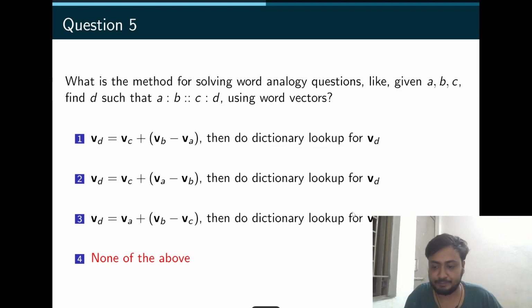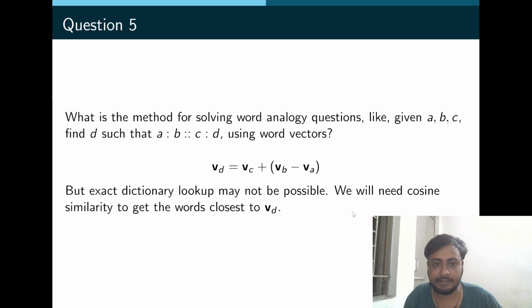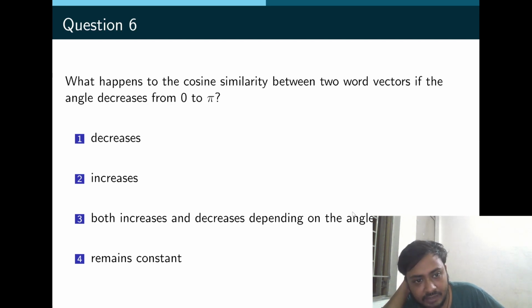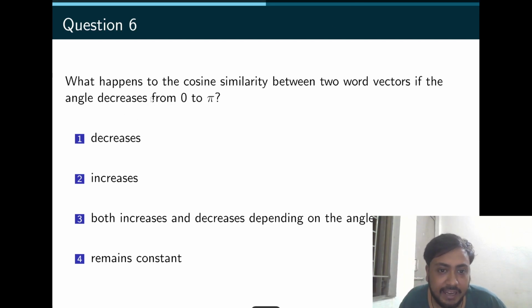All right. Fine. Let's look at this. This is very easy. What happens to the cosine similarity between two word vectors if the angle decreases? Actually, it should be if the angle increases from 0 to pi, the angle is going from 0 to pi. So how will the cosine similarity vary? These are the options, as you can see: decreases, increases, both increases and decreases depending on which angle we are at, and remains constant.